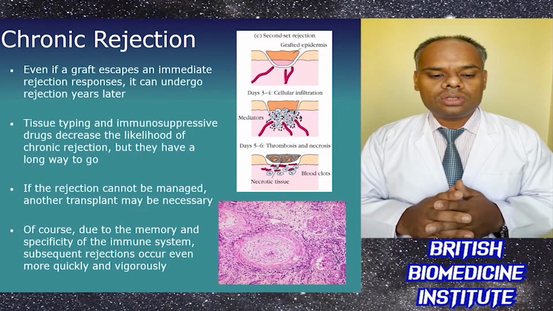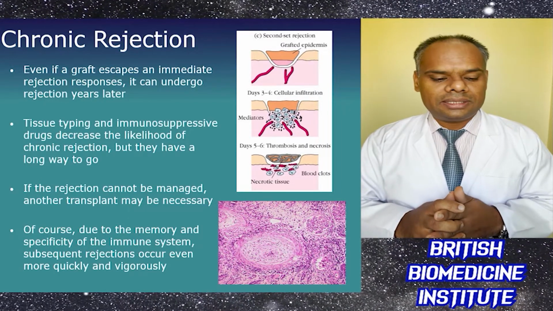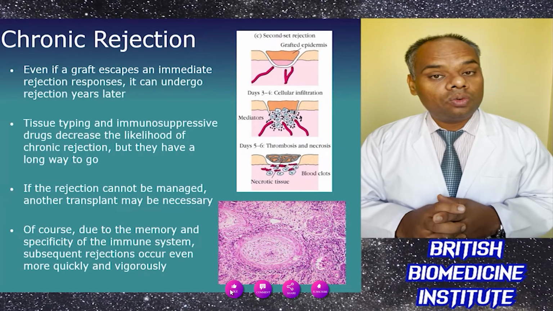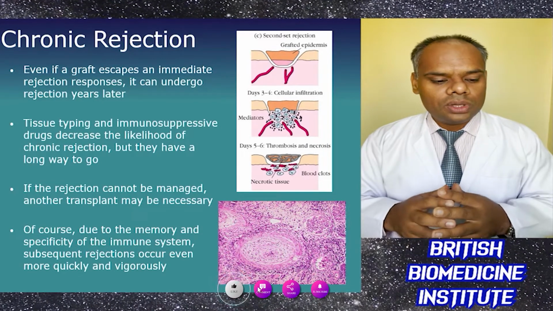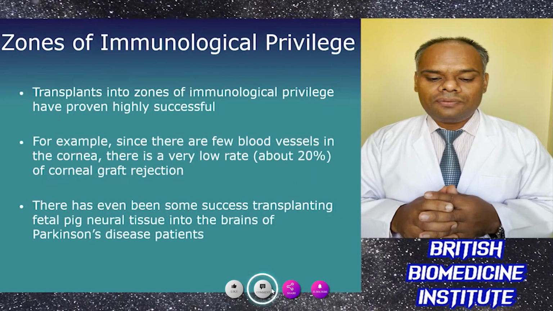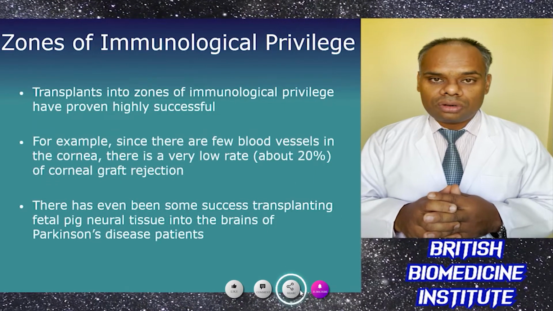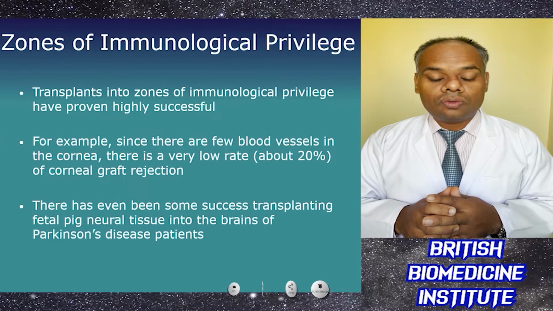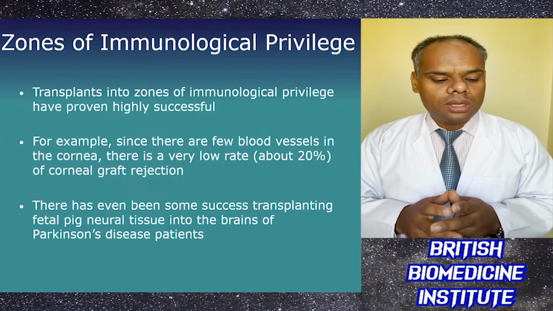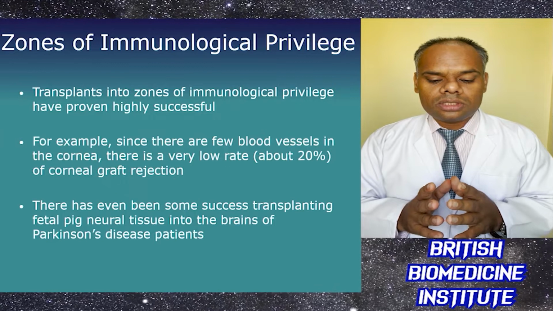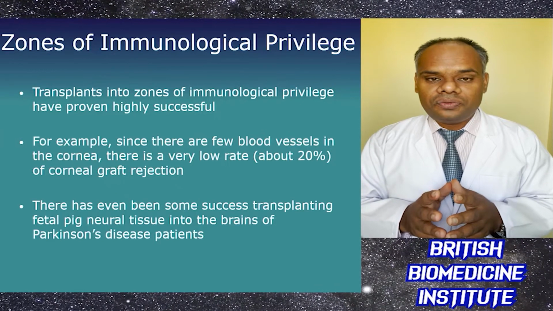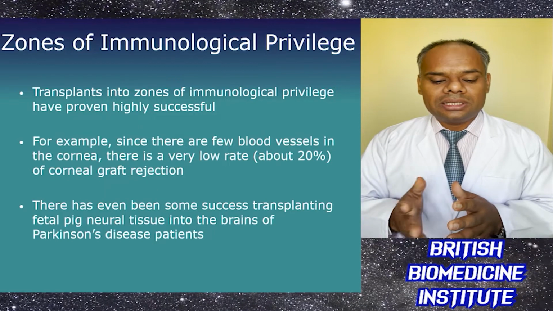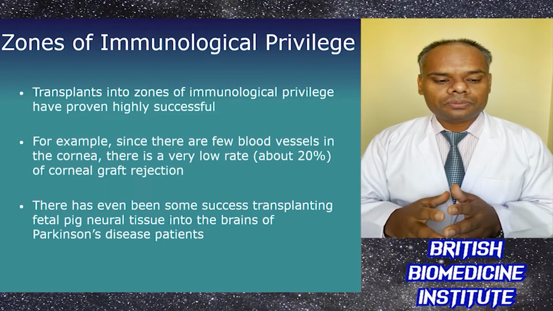There are various zones of immunological privilege. Transplants into zones of immunological privilege have proven highly successful. For example, since there are few blood vessels in the cornea, there is a low rate, about 20%, of corneal graft rejection. There have been some successes transplanting fetal pig neural tissue into the brain of Parkinson's disease patients.